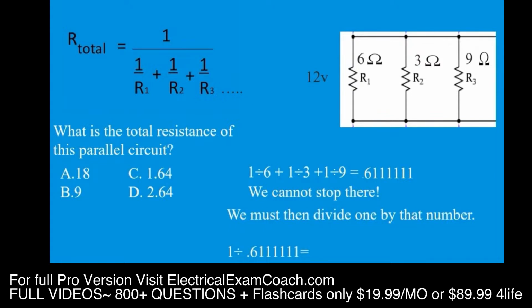The question is how many of those ones do you put? What you do is go ahead and put the 1 divided by whatever the number is, and then type it in as many times until you get an answer that's close to one of your choices in your question. So in this case, we keep typing it in until we get 1.636, which is going to allow us to round up, and that's going to give us 1.64.